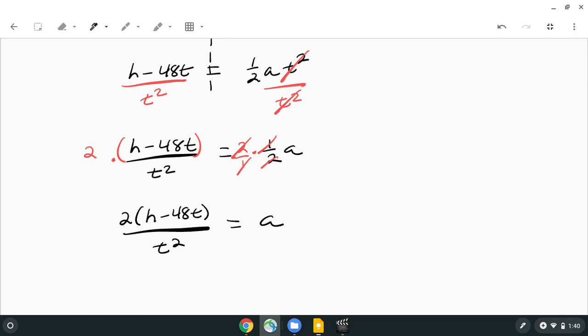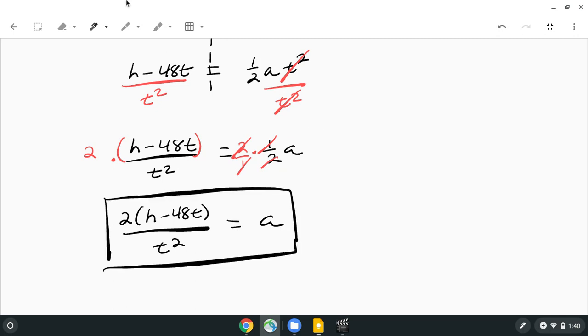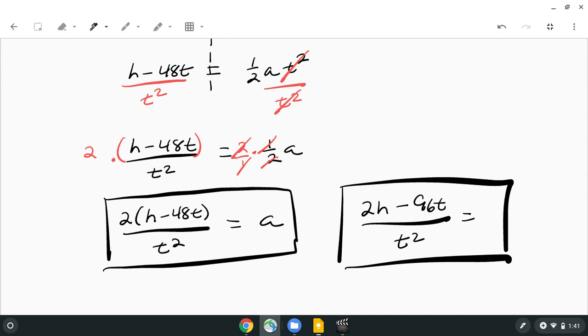You can leave it like this. This is fine. Or if you want to distribute the 2, you can. So another way you could do this is write it as 2h minus 96t all over t squared equals A. Where's my A? There.